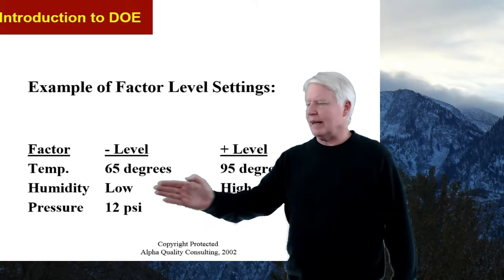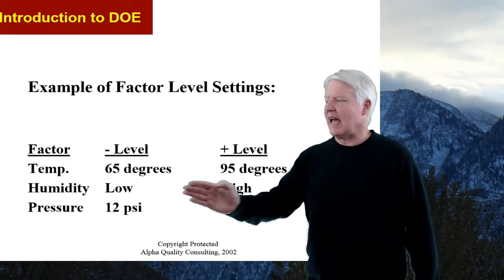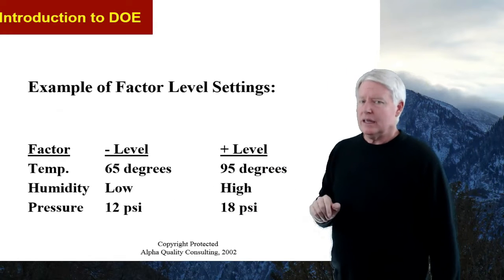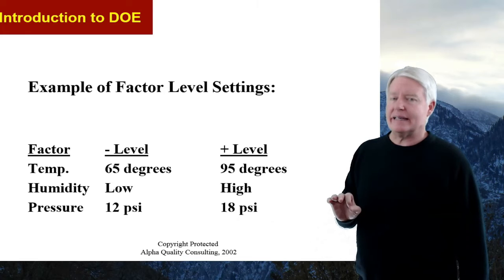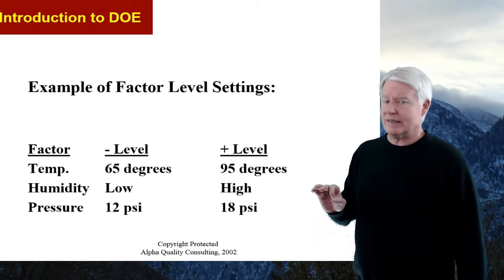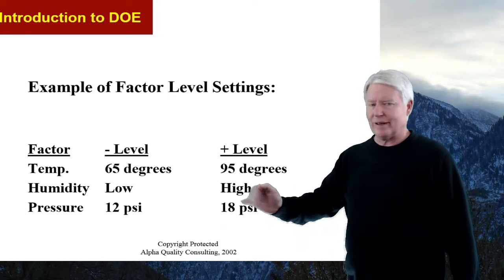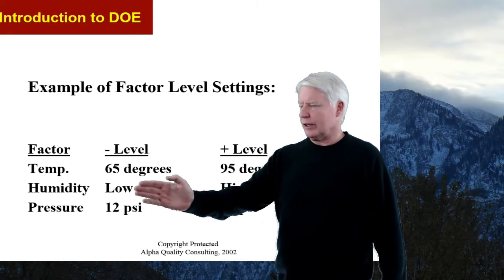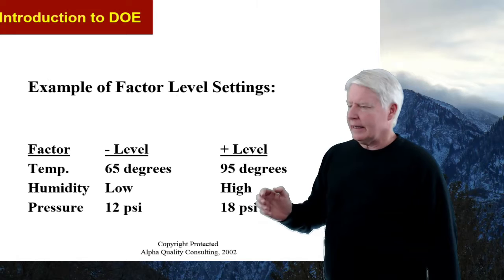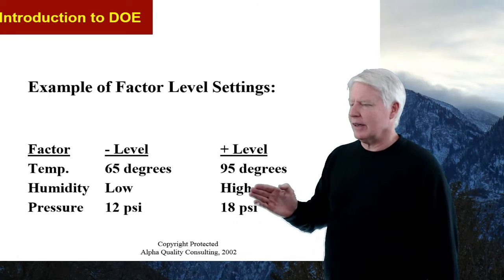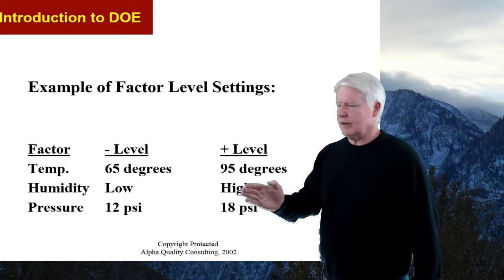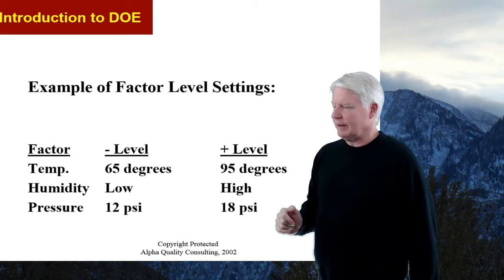Now, I have to define what low and high is. See, this is attribute data here, low and high, but that's important to remember. You can use attribute data in DOEs, and it often is low, high, for example. Now, you may have to define low as from 0 to 20% humidity, and then define high as 50% and above, or something like that, and you experiment with the high and low value.